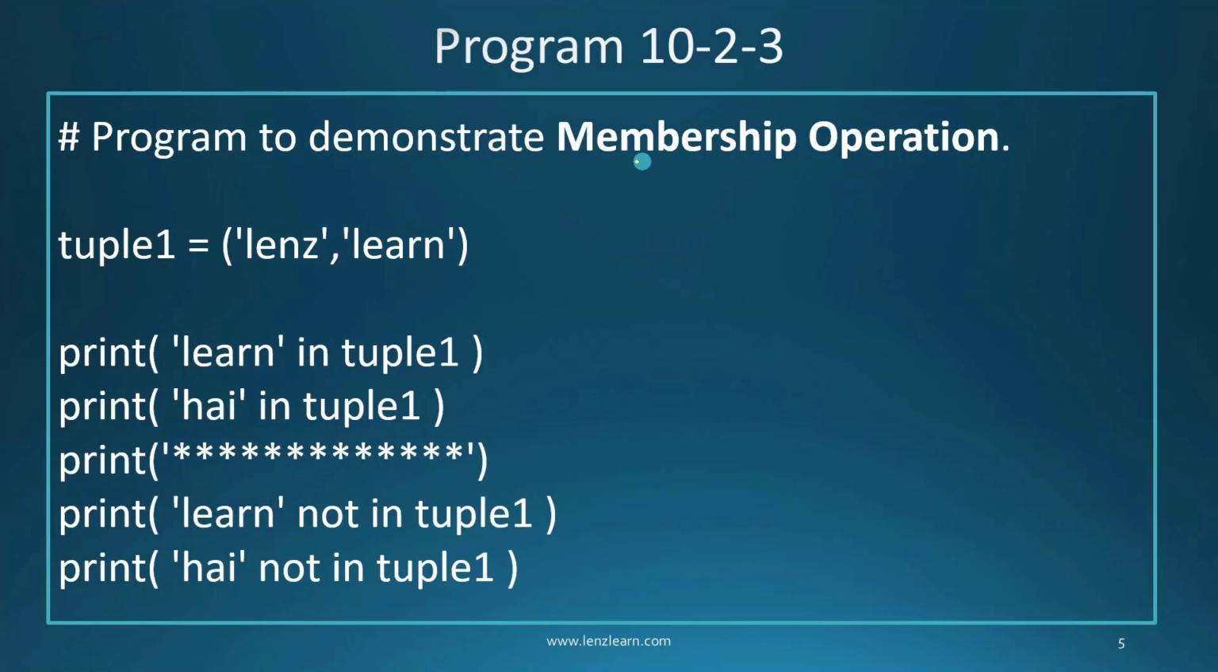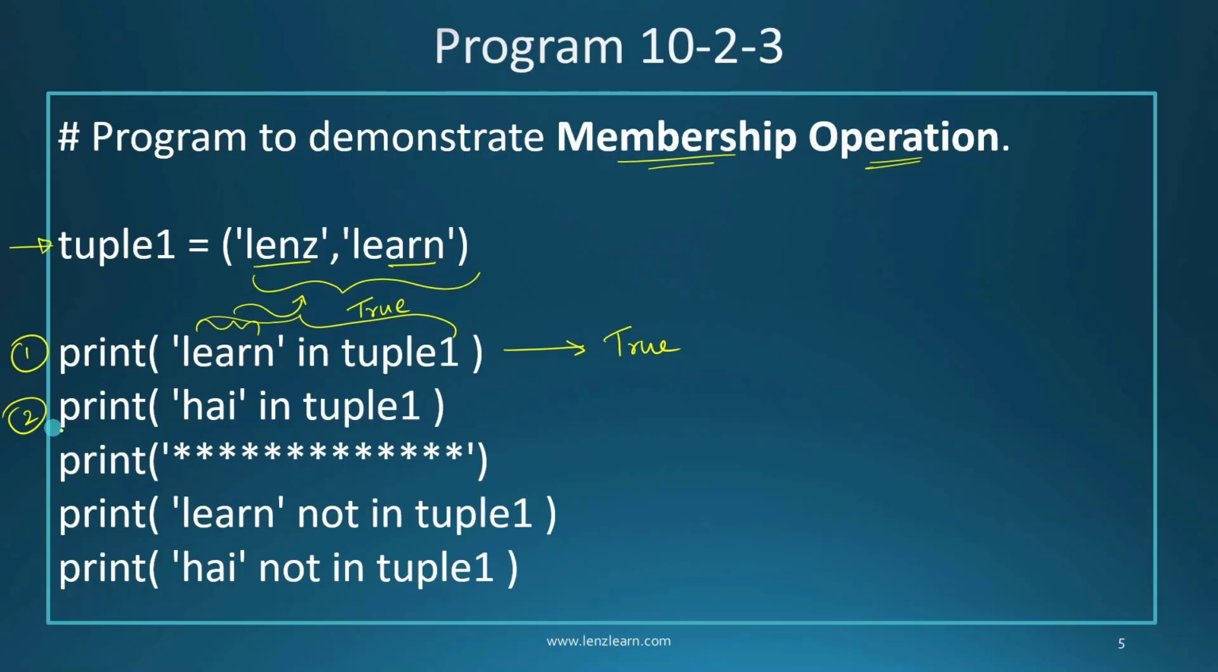Now in this program, we will study how to work with membership operation on a tuple. So here also we have tuple 1 with these 2 words inside it, lens and learn. Now in the first print statement, I am trying to print true or false based on this operator in. So in will check whether value learn is available inside this tuple lens learn. So here you can see this is positive, right? This word learn is available inside tuple 1, in which case this entire thing will evaluate to true and print will output that value to the screen.